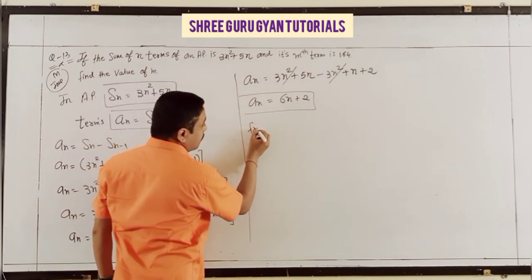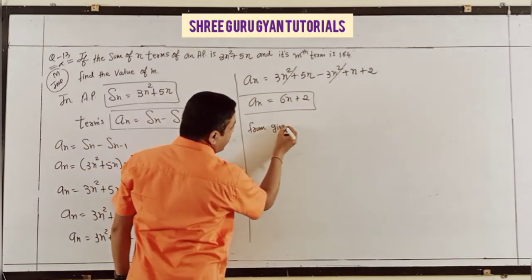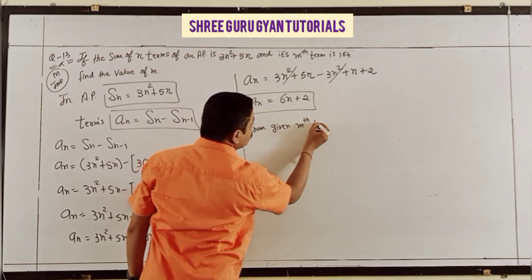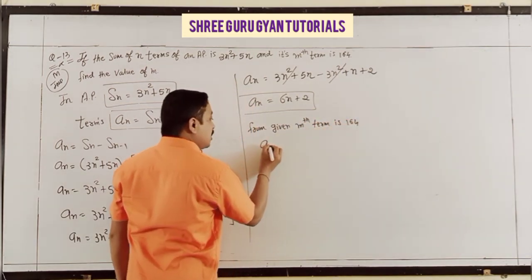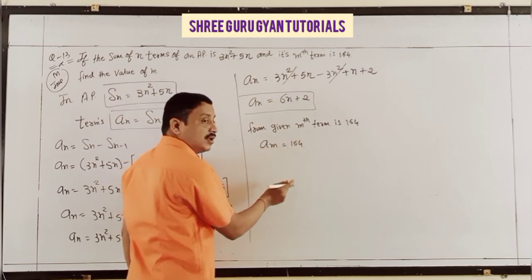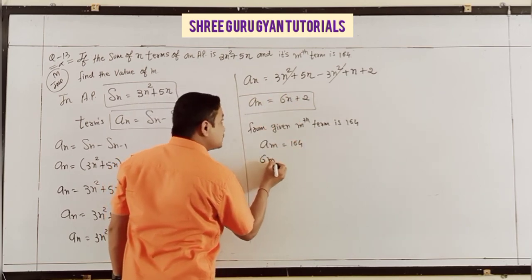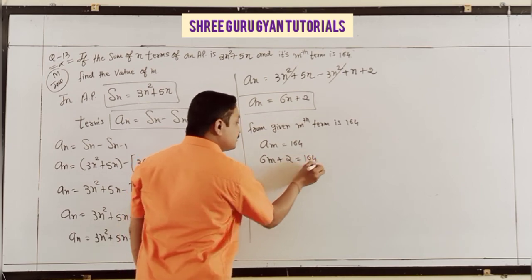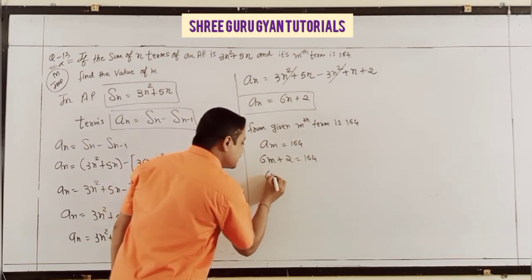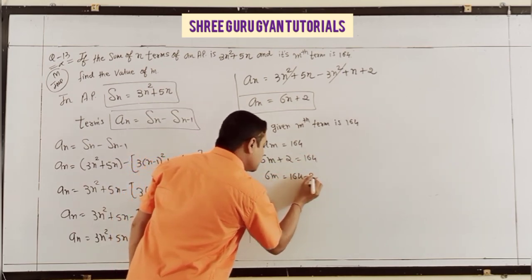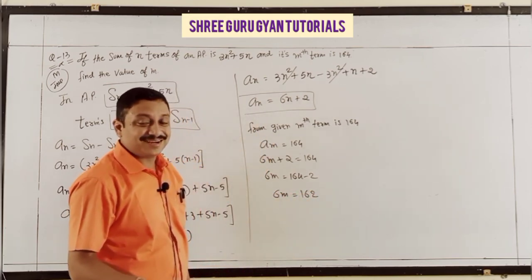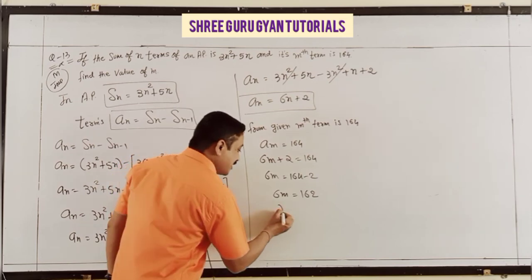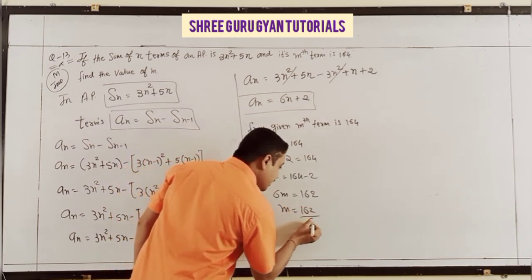From the given, the nth term is 164. It means, students, a of m is 164. Apply here 6m plus 2 equals 164. Easily 6m becomes 164 minus 2. It means 162. Now divide by 6. So m becomes 162 divided by 6.